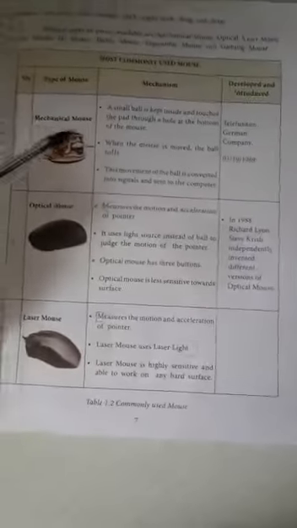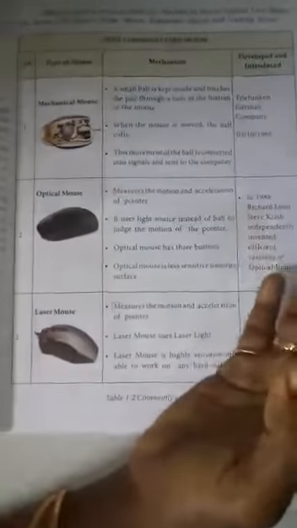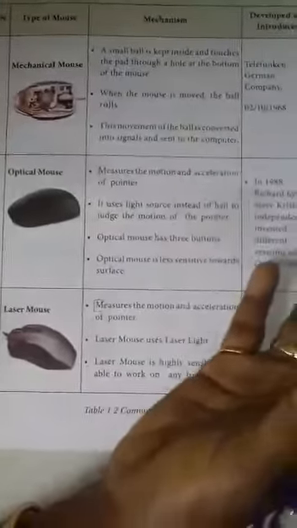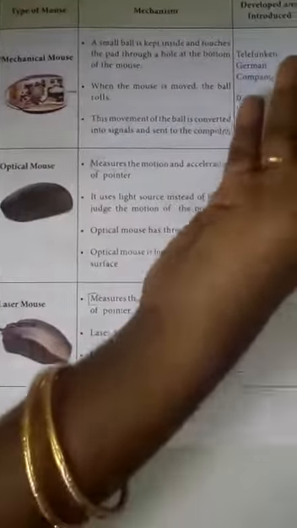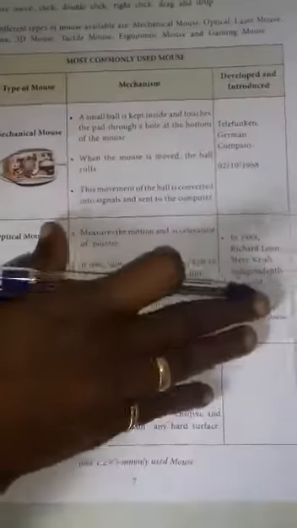First one, mechanical mouse. What is the mechanism of the mechanical mouse? Mechanism means working condition, how it works. Next, development and introduction: which company developed it and in which year.